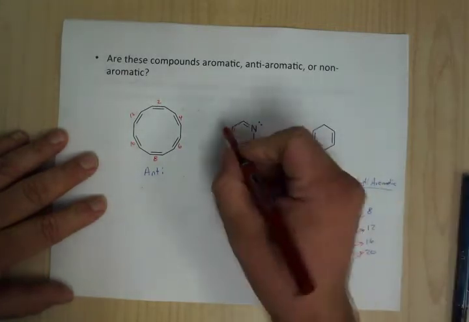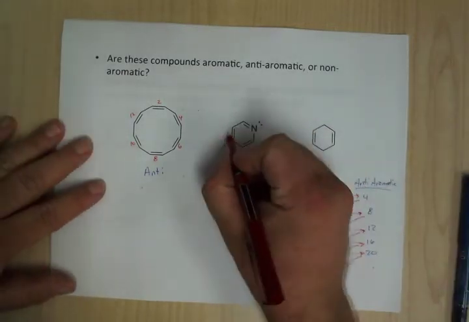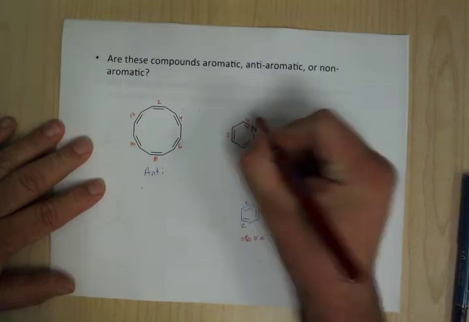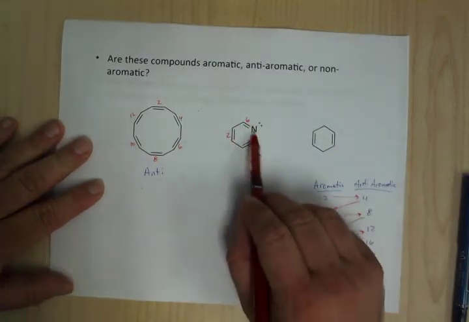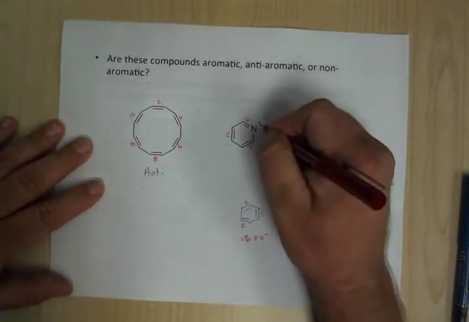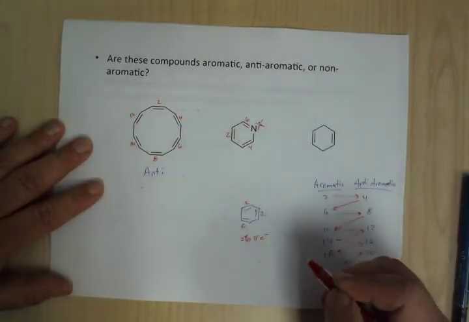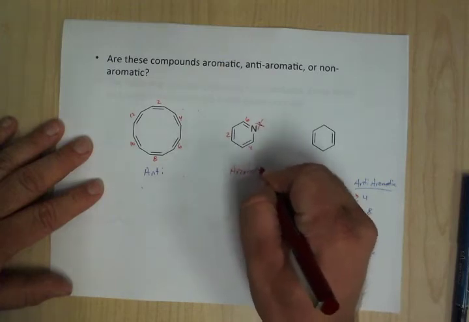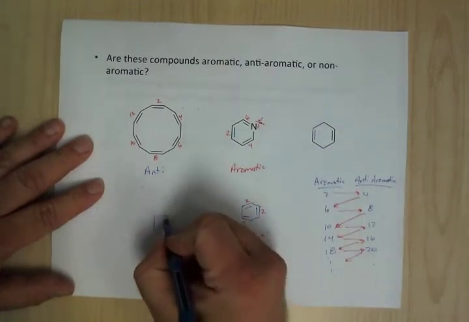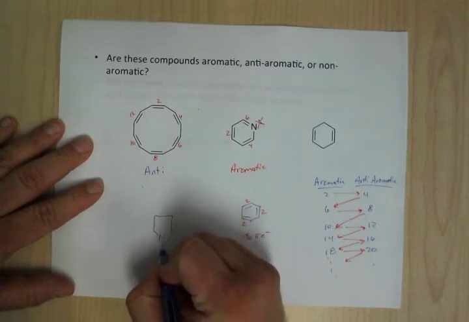So for this one here, if it's on a carbon, you have to count it. So 2, 4, 6. Okay, but right now we're at aromatic. So what the nitrogen is going to do is move these out of the plane so we don't have to count them. So this is going to be aromatic.